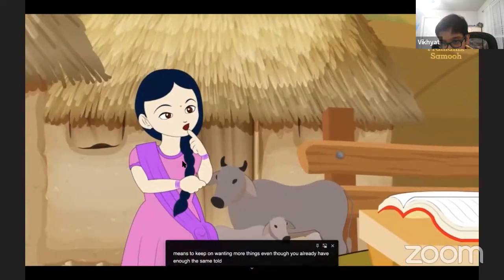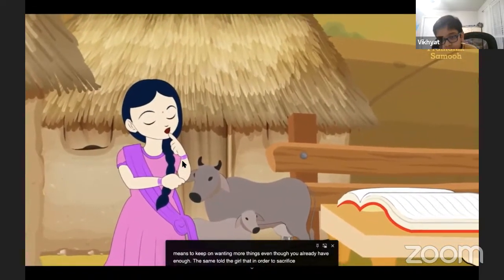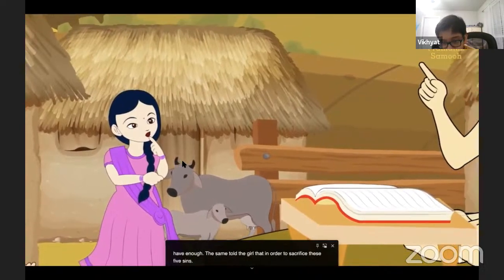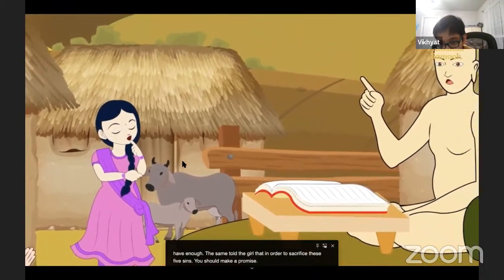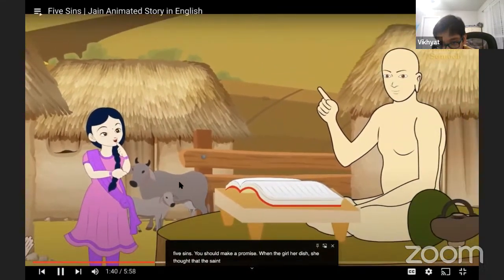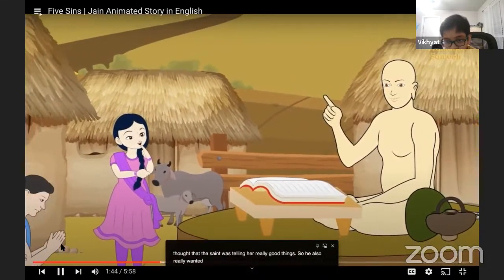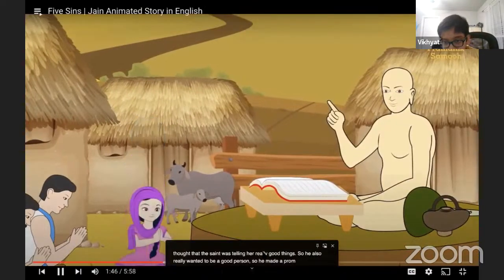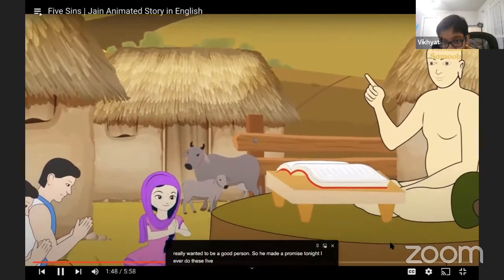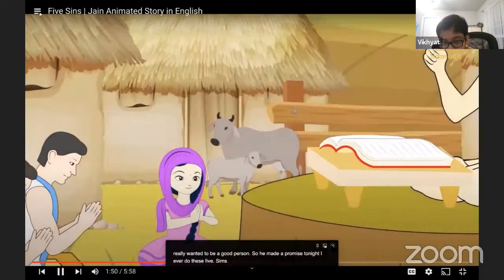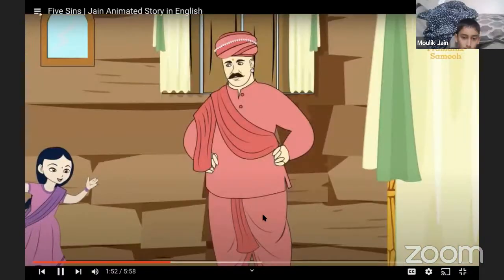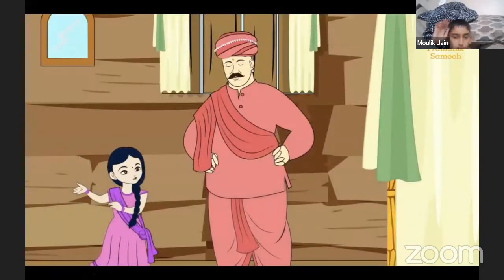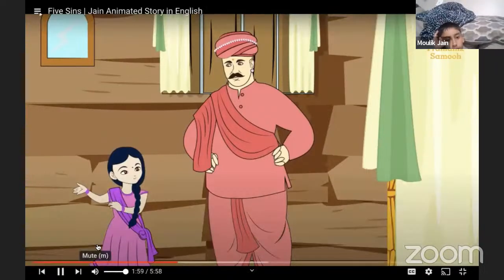The saint told the girl that in order to sacrifice these 5 sins, you should make a promise. When the girl heard this, she thought that the saint was telling her really good things. She also really wanted to be a good person, so she made a promise to not ever do these 5 sins. Then she excitedly ran home. She went to her father and told him that she made a promise to not do these 5 sins. When her father heard that she made a promise, he got really angry.